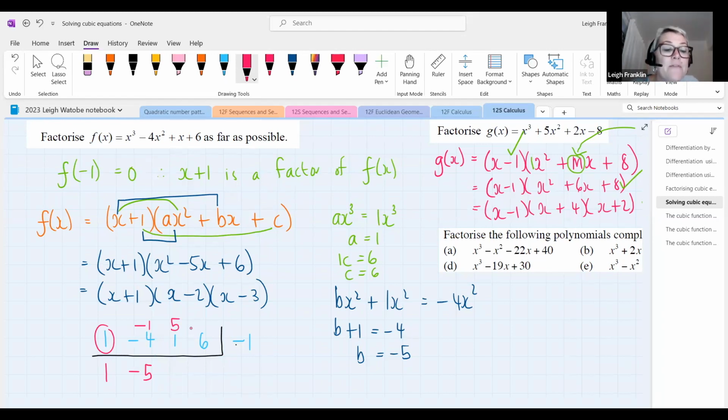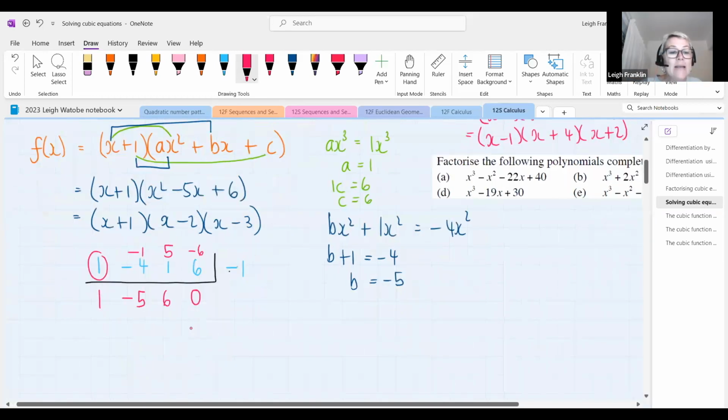And then I'm going to say 5 plus 1, and that leaves me with 6. Okay, repeating my process again. I'm going to say 6 times minus 1. That leaves me with minus 6. Minus 6 plus 6 leaves me with 0 as an answer. And that's what I want, because I want my remainder to be 0 whenever I divide.